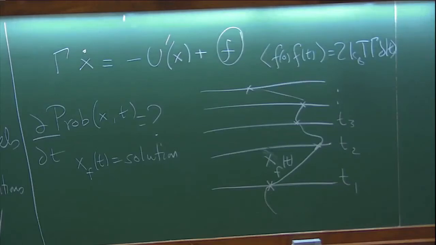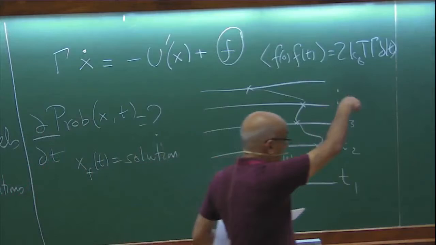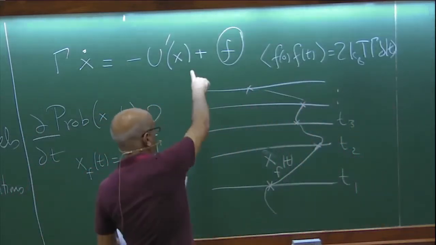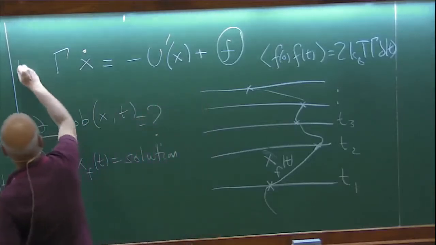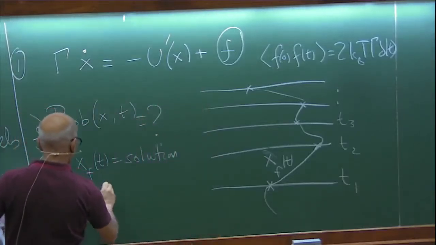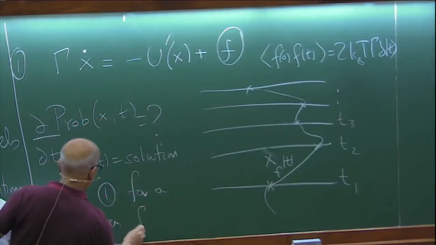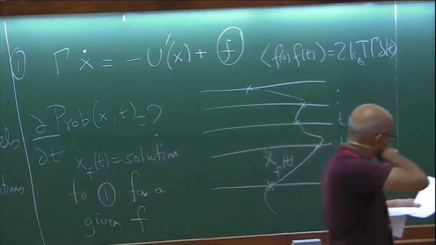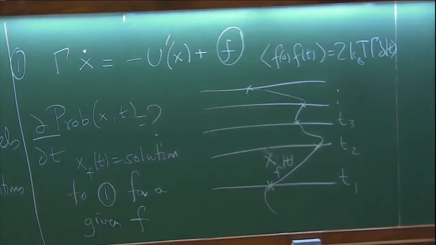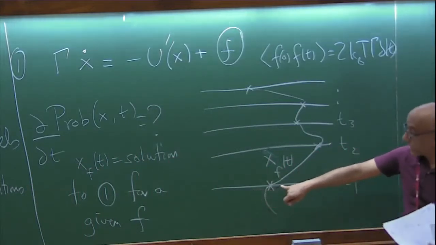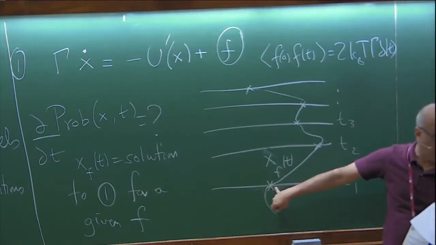So I did draw them. This is the solution to this equation. So you draw an f, you get one answer to this differential equation, for a given f. Now, if f wasn't distributed, if f was a unique function, then clearly the probability density at each slice is just a delta function at where the particle lands at that time.